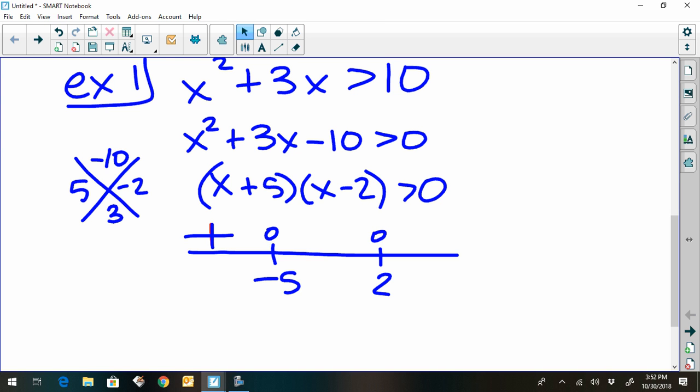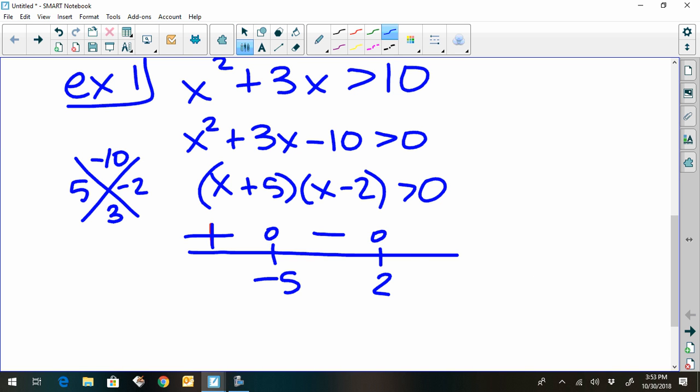Good. Now let's test a point in the middle. Let's test 0. 0 plus 5 is positive 5, and 0 minus 2 is negative 2. So we have 5 times negative 2, which is negative 10, which ends up being a negative. So we'll write a negative here.